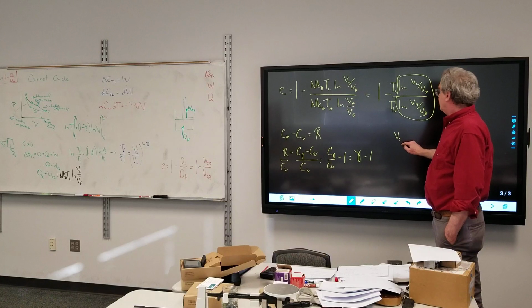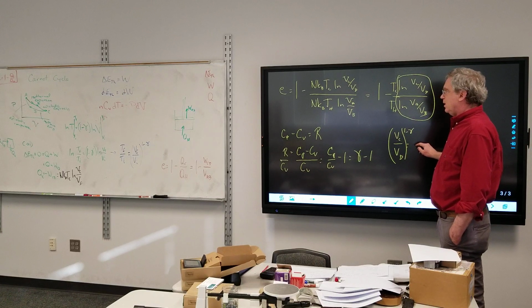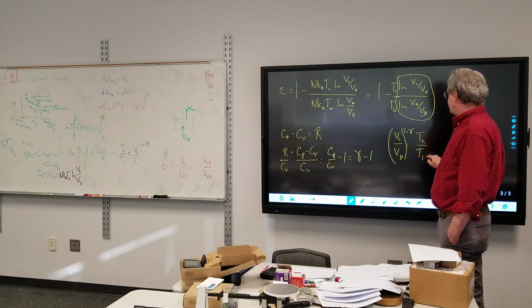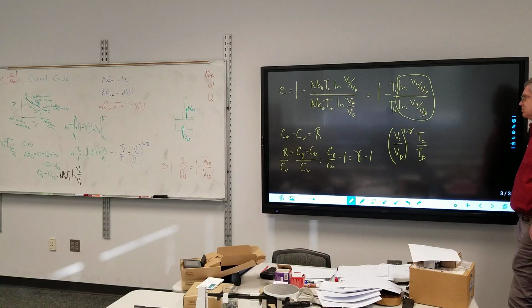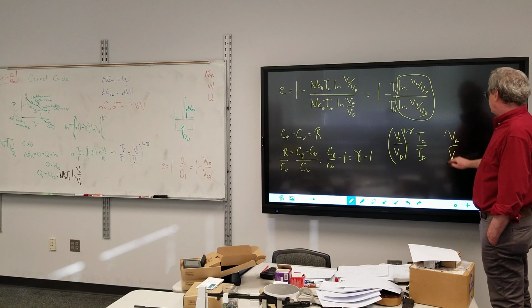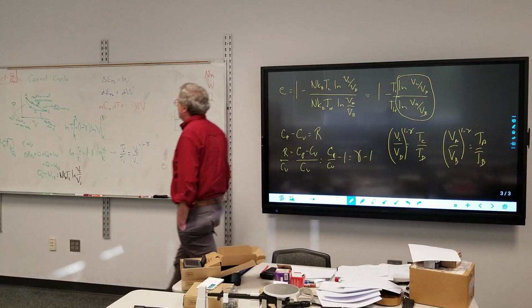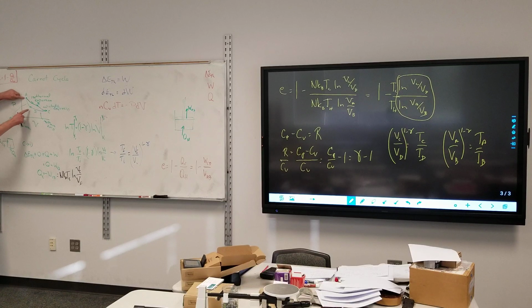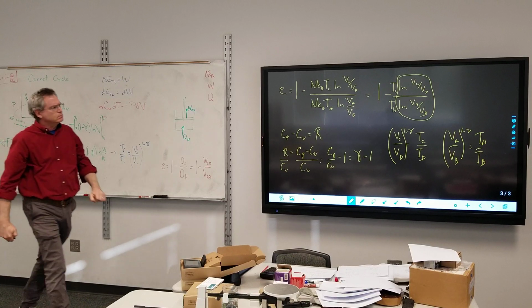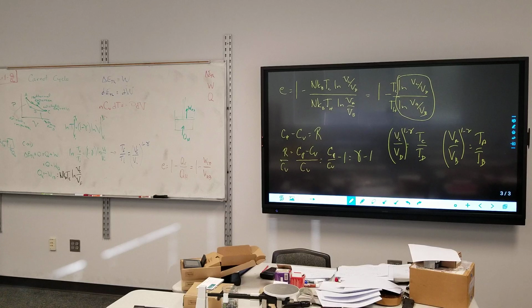Well, I know that Vc over Vd raised to the 1 minus gamma is equal to the temperature at C over the temperature at D. I know that the volume at A and the volume at B raised to the 1 minus gamma is equal to the temperature at A over the temperature at B. But the temperature at A and B are the same because it's an isothermal process along there.